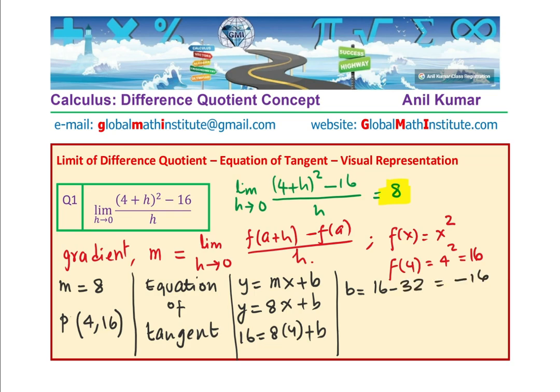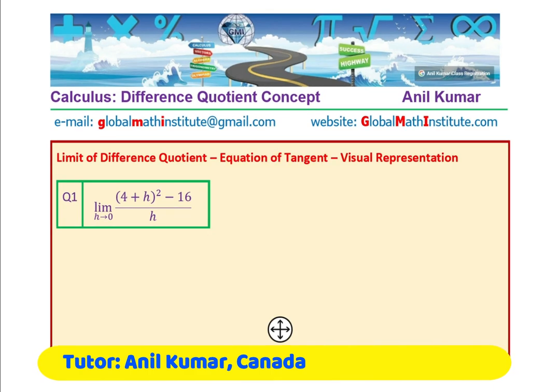And therefore, the equation of tangent is what? y equals to the gradient 8 x minus 16. Is that clear to you? So that becomes the equation of tangent. Perfect. Now let's visualize all this and understand what we have done here.